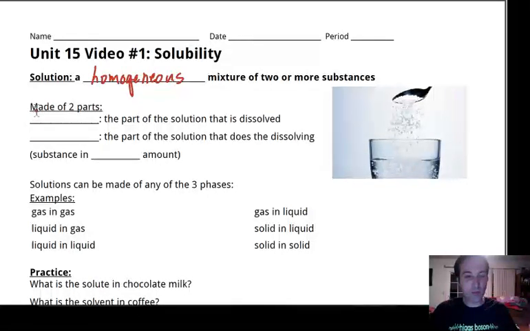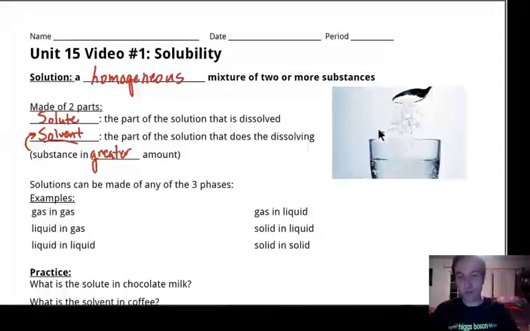Now, a solution is made up of two parts. First of all, you have the part of the solution that's being dissolved. We call that the solute. And then you have the part of the solution that actually does the dissolving, known as the solvent. And typically, you can identify the solvent as the substance that is in greater amount. So whichever of the two substances that you have more of, that's going to be your solvent.